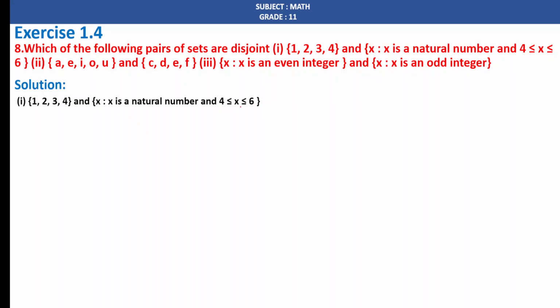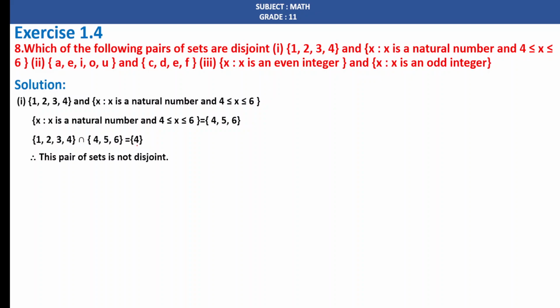First one, {1, 2, 3, 4} and {x such that x is a natural number and 4 ≤ x ≤ 6}. So, x such that x is a natural number and 4 ≤ x ≤ 6 consists of 4, 5, 6. Now, what is common between {1, 2, 3, 4} and {4, 5, 6}? {1, 2, 3, 4} intersection {4, 5, 6} is {4}. The common element is 4. This pair of sets is not disjoint.